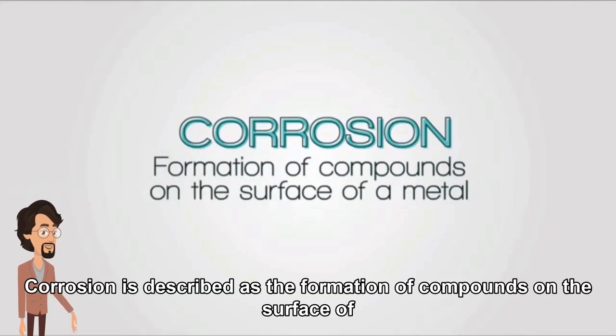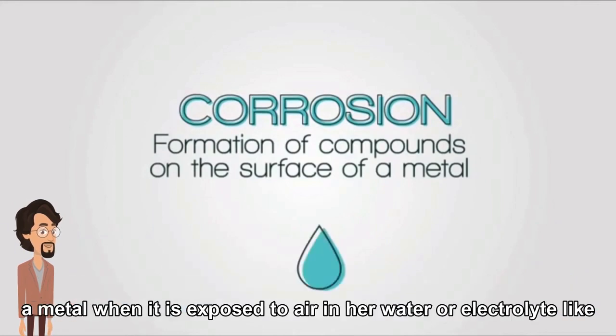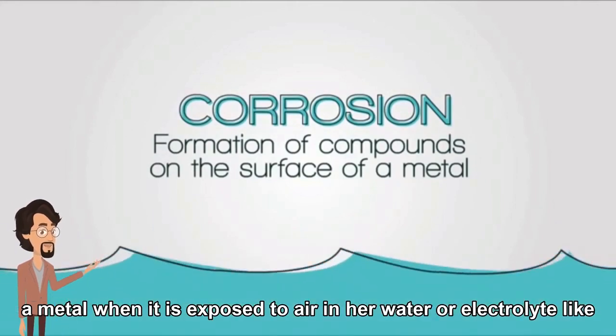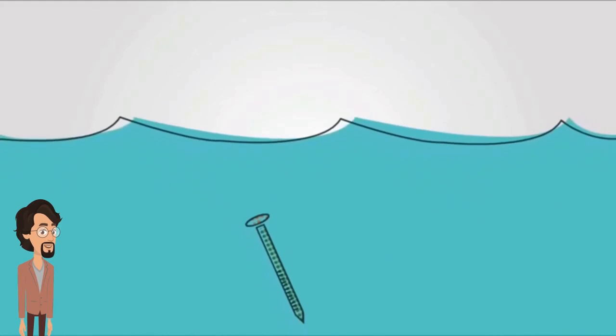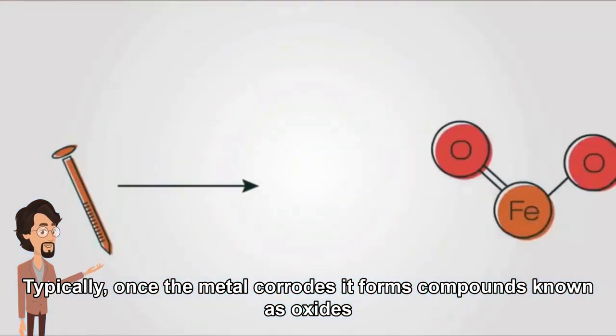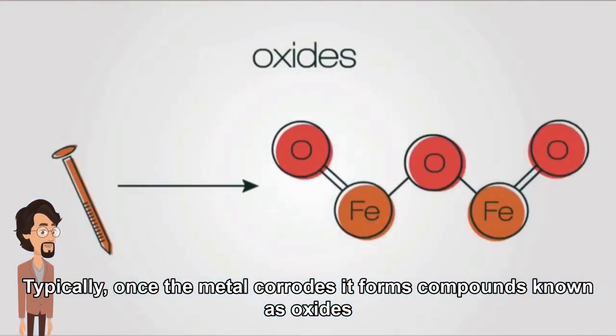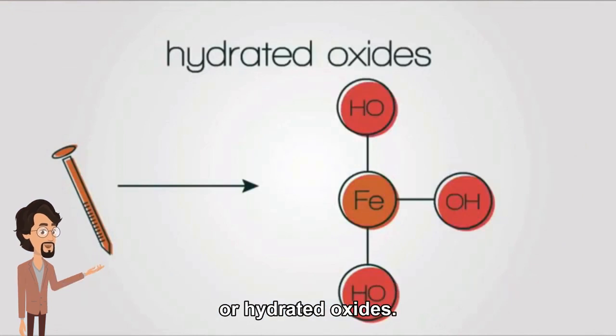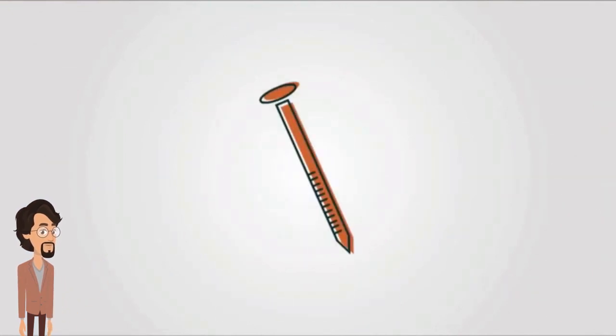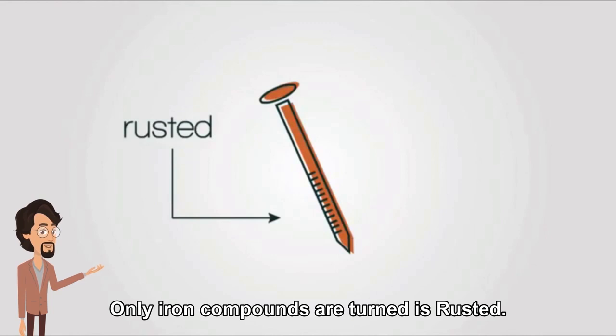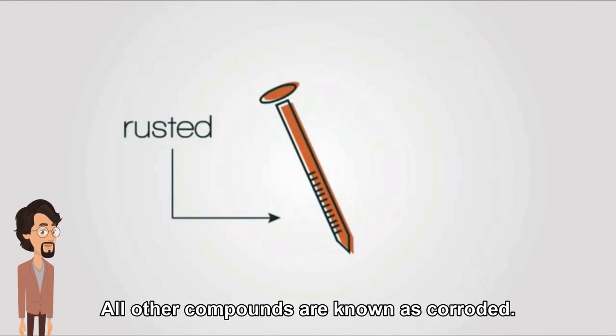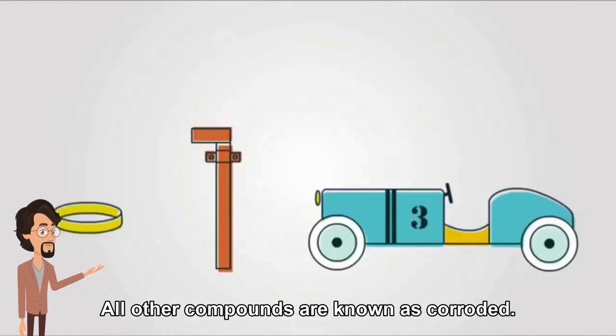Corrosion is described as the formation of compounds on the surface of a metal when it is exposed to air and/or water or electrolyte like salt water. Typically, once the metal corrodes, it forms compounds known as oxides or hydrated oxides. Only iron compounds are termed as rusted. All other compounds are known as corroded.